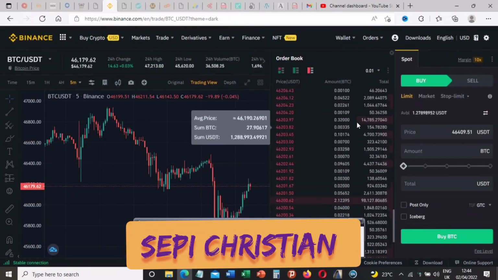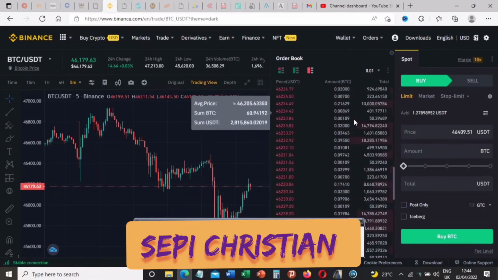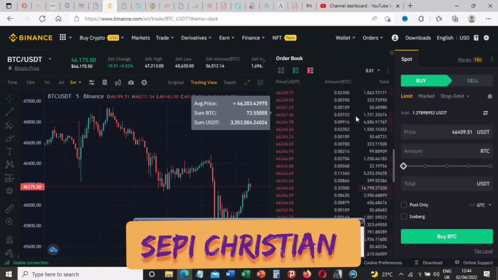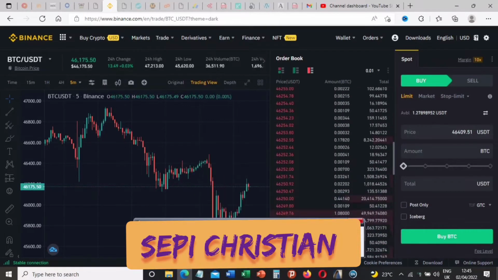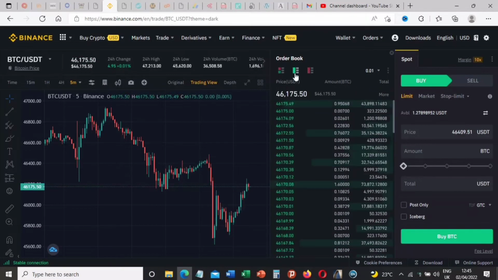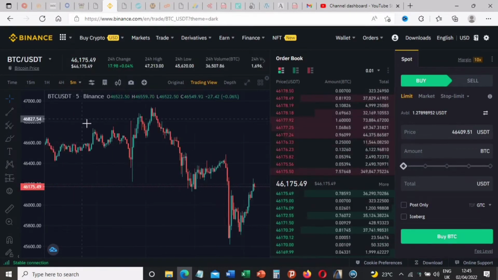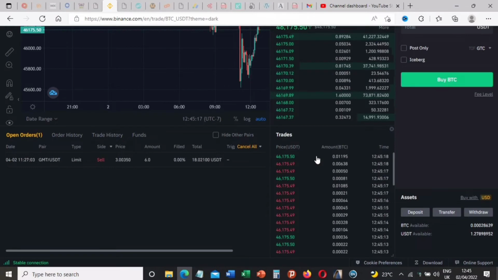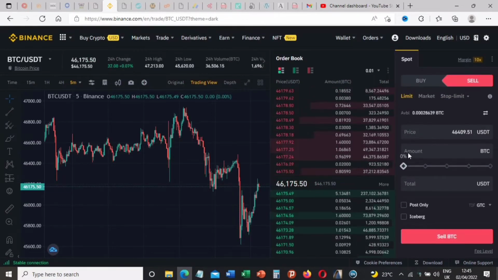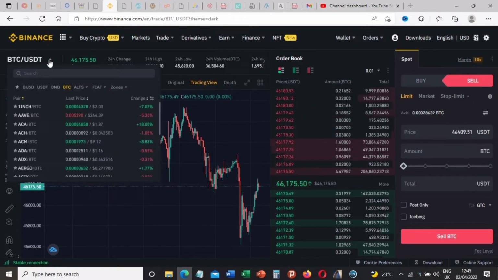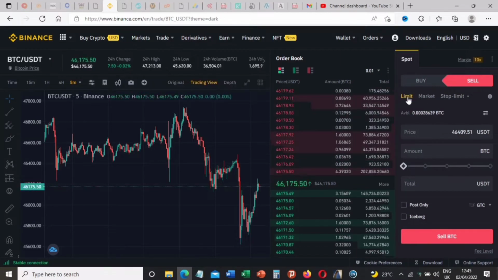You can see the red ones are the open orders, which the people are selling. Red means that people are selling, and these green ones mean that this is the price for the open orders of people who are buying the coin, the Bitcoin. You can see specific numbers where people are trying to buy.